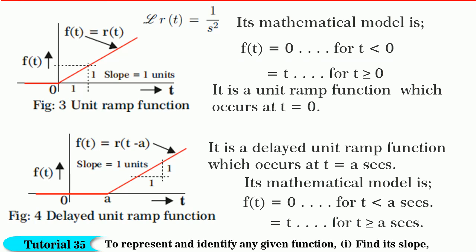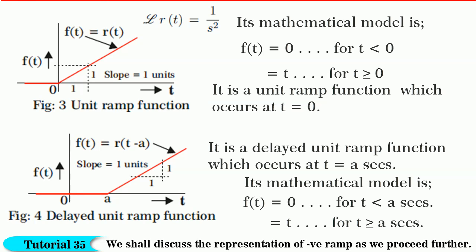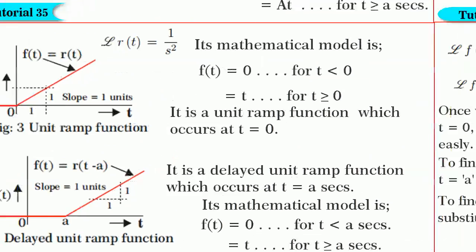So, to represent and identify any given function, you will have to find its slope, and you will have to identify the time at which the magnitude starts increasing or decreasing. We shall discuss the representation of a negative ramp as we proceed further.